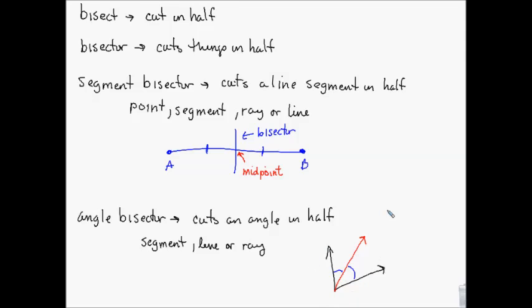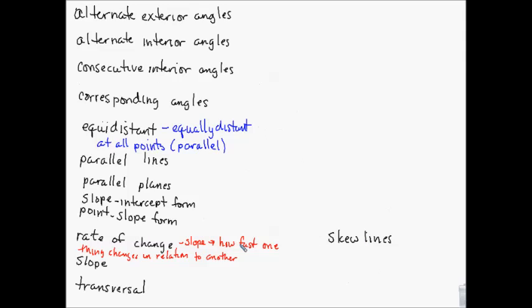Price of grapes versus pounds. The rate of change is the cost per pound, because the cost of the grapes goes up based on the number of pounds you buy.